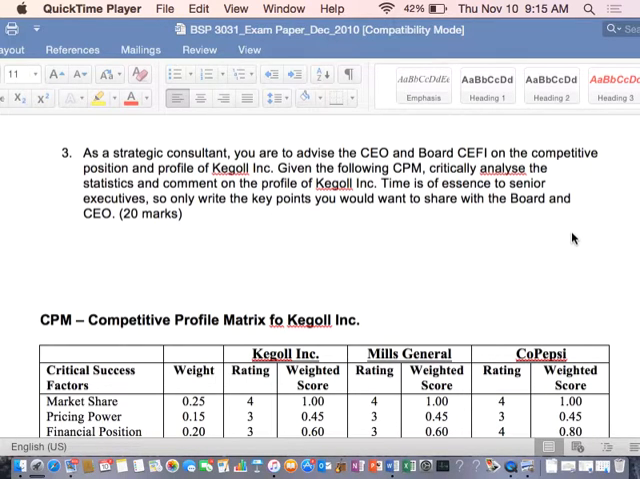You are to advise the CEO and board on the competitive position and profile of Kegog Inc. And in fact, it was actually Kellogg. I actually looked at this in a class like this. I looked at the whole Kellogg case and all these matrices in the class, and I brought it back. I just changed the name from Kellogg to Kegog.